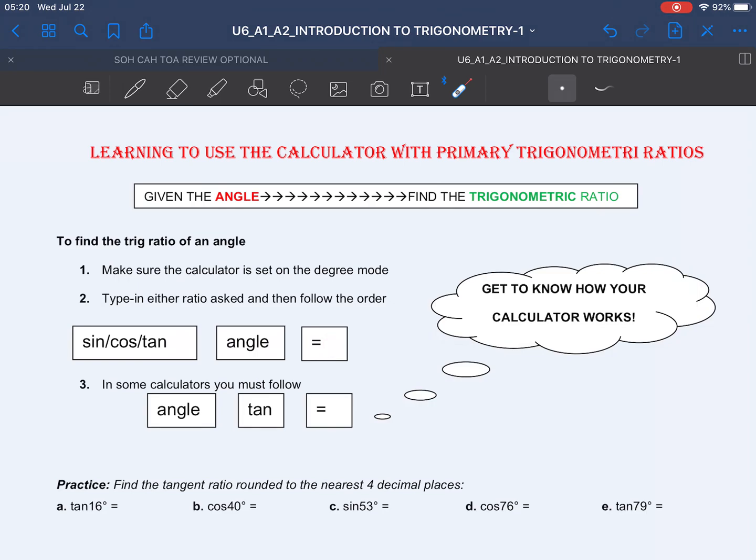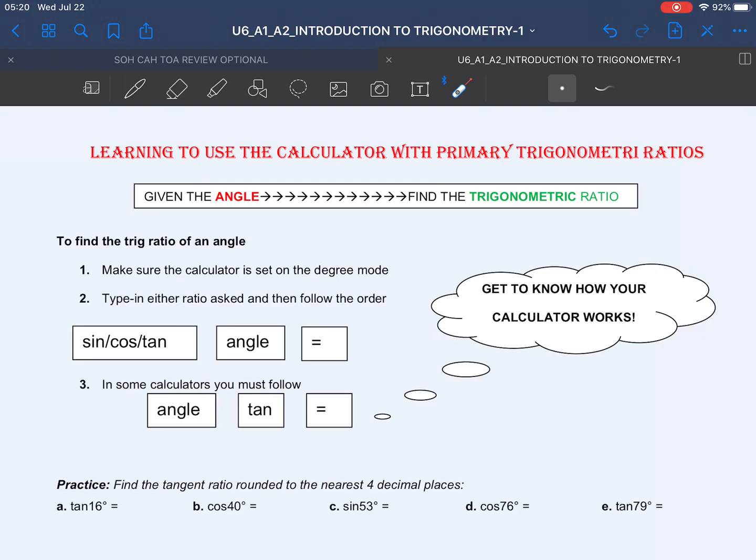In some calculators though, you have to work the reverse way. For some reason, not all calculators follow the same order. So you have to press the angle first and then tan and then equal. And sometimes you don't even have to press the equal sign. So again, get to know your calculator.